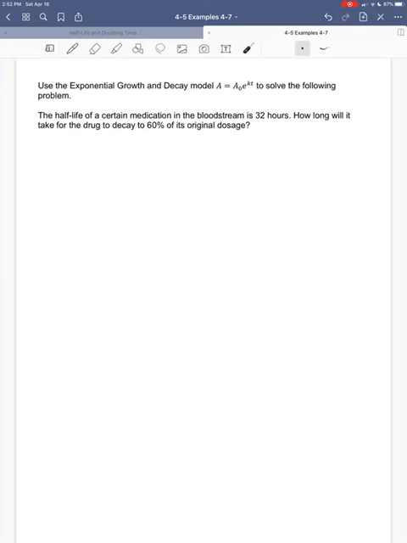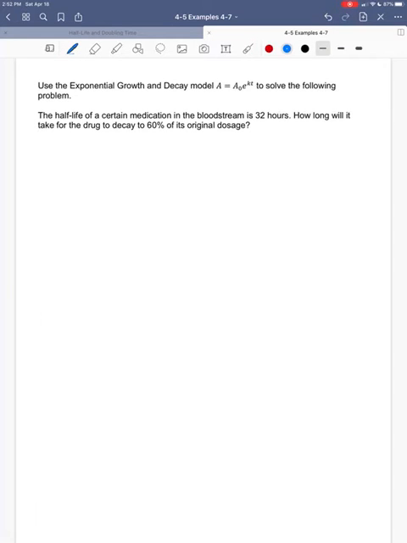So in this problem, we're using this general exponential growth and decay model. Here, we're talking about a medication. The half-life of a certain medication in the bloodstream is 32 hours. How long will it take for the drug to decay to 60% of its original dosage?